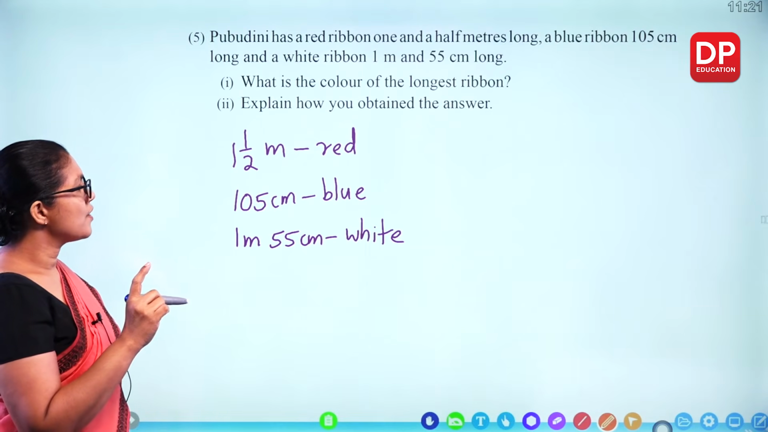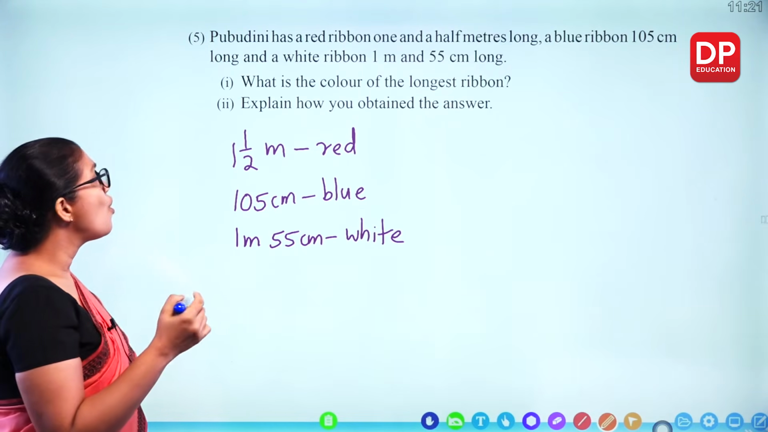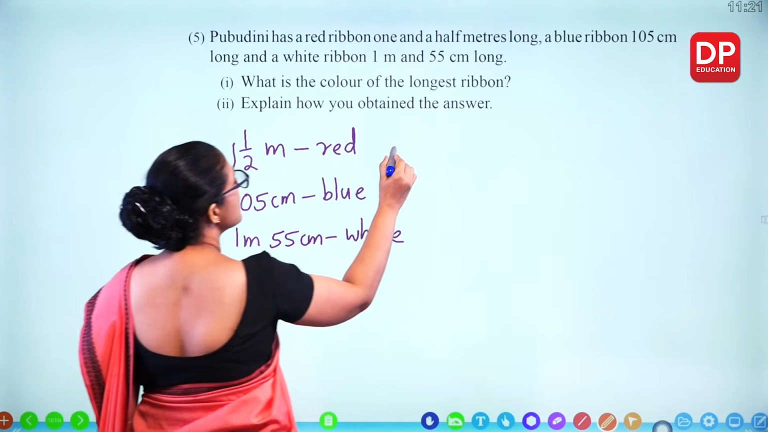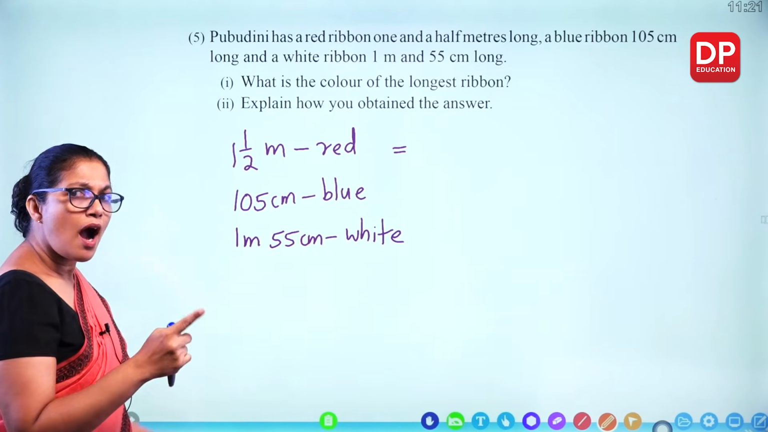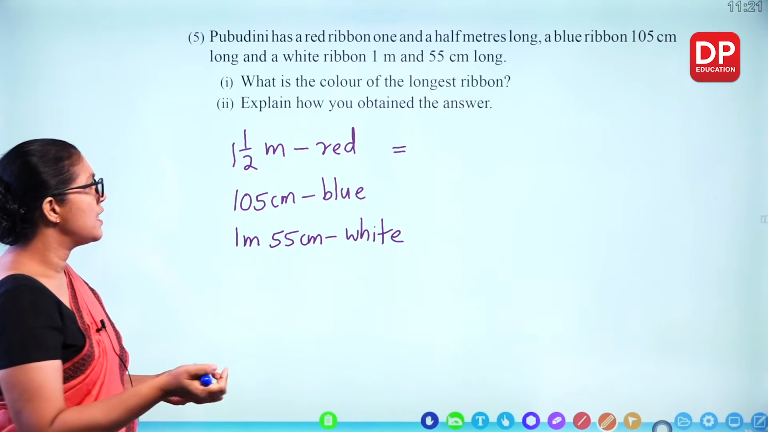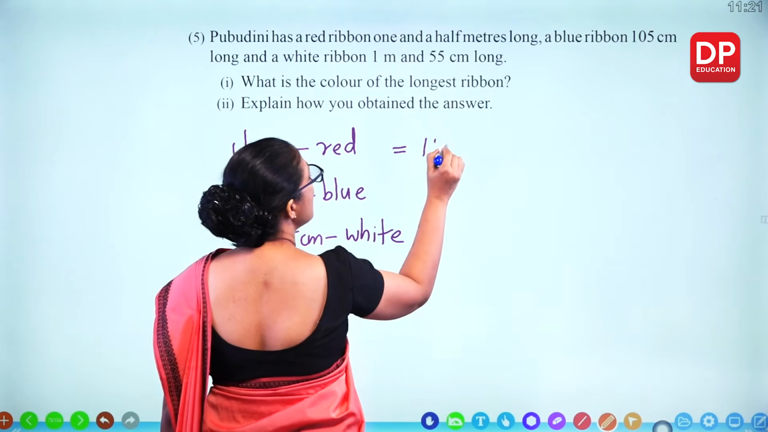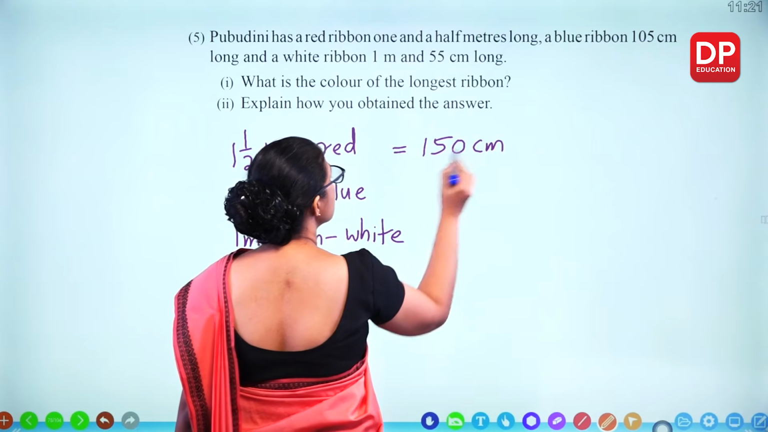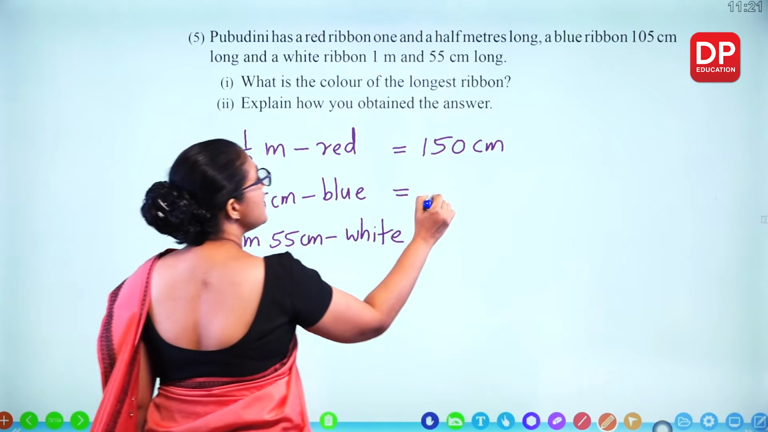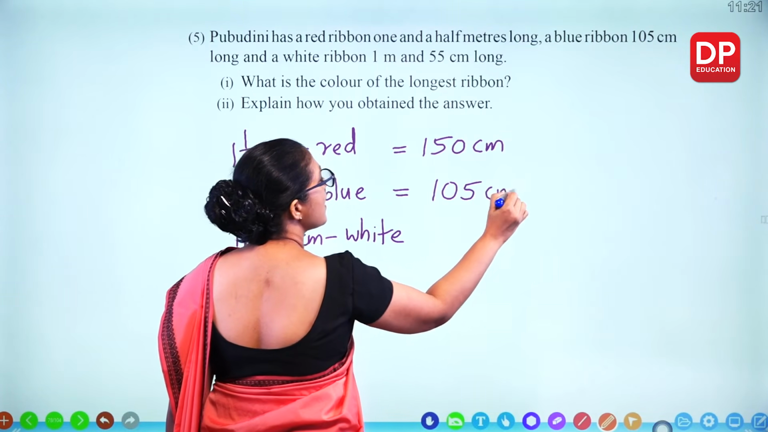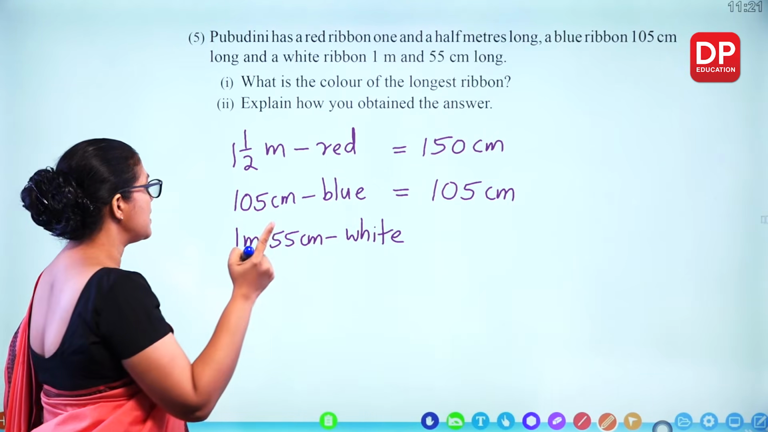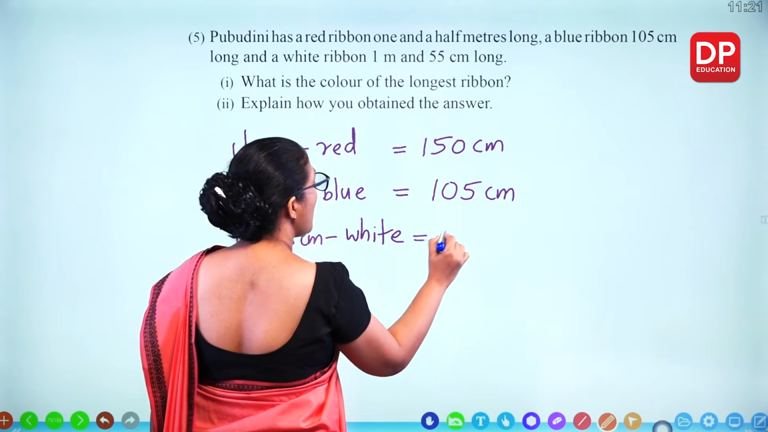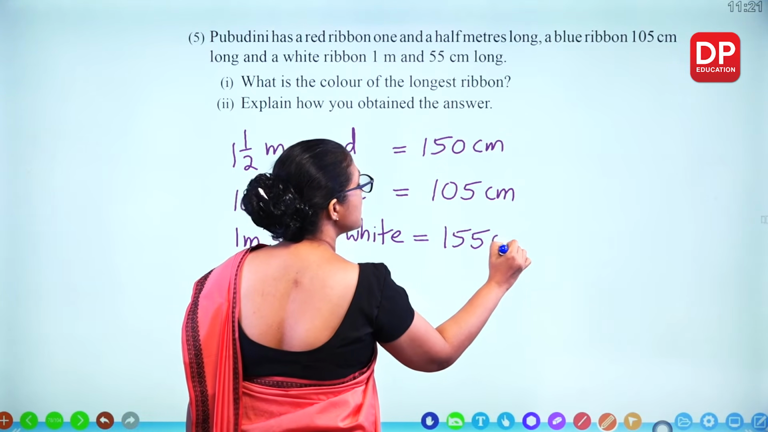We can't identify, so we'll convert everything to centimeters. 1 meter means 100. Half of a meter means 50. 100 plus 50, 150 centimeters. This is already in centimeters. You can write as it is. And this one, 1 meter means 100 centimeters. 100 plus 55, 155 centimeters.